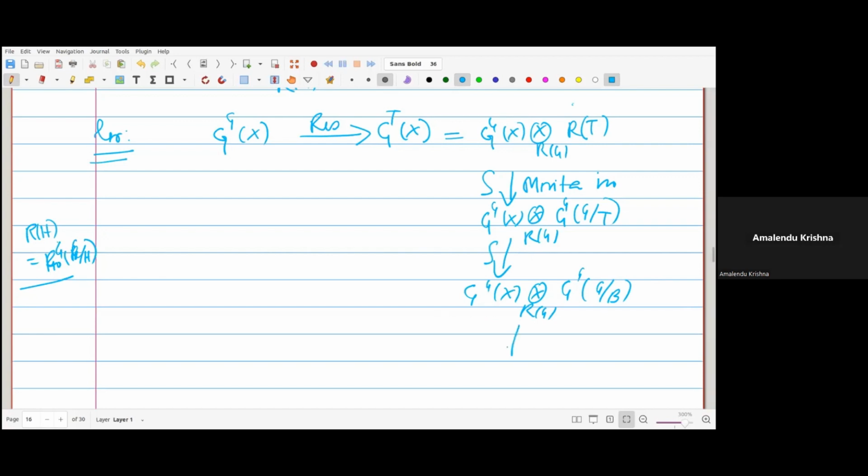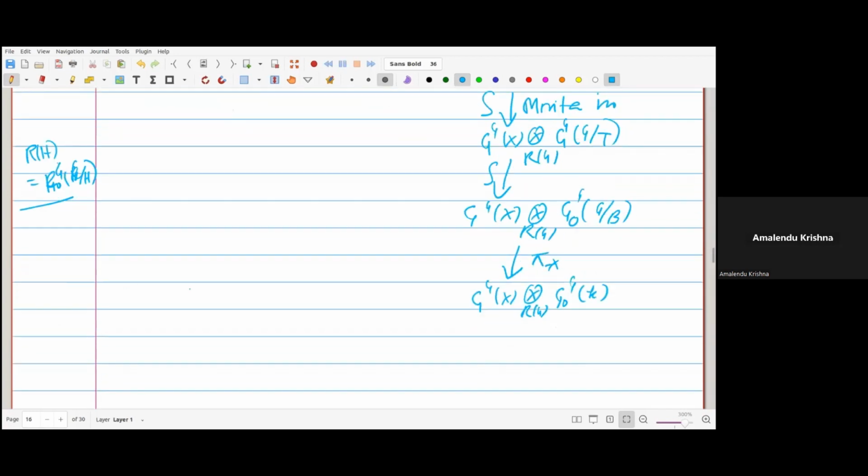And now comes the fact. If you recall, what is G/B? G/B is a flag variety, right? In particular it's projective and smooth, so you have a push forward to G_G of X times R_G, here it should be G naught, G of point. But what is this? This is the same as G of X tensor R_G, and this is R_G itself. What is this? This is the same as G of X, right?